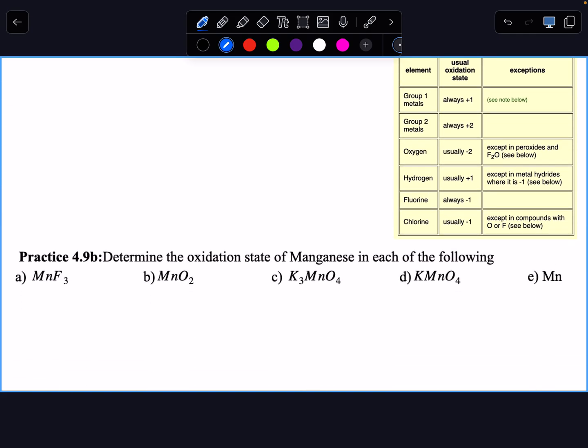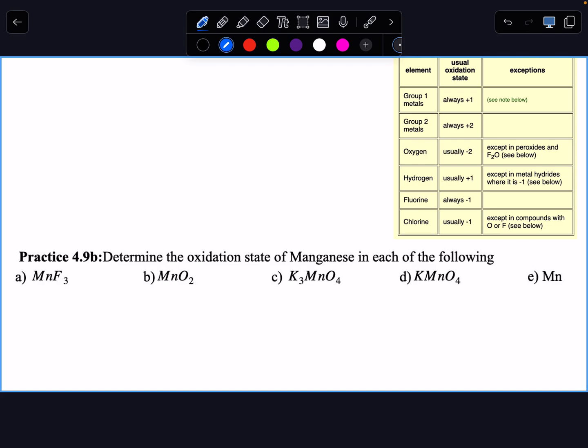Flip the page over. Let's do practice 4.9b for 1, 2, 3, 4, 5 smiley faces. Let me know if you need any help as you work. I will warn you at the end of these 3 minutes, I will be randomly drawing a person to share their answer. So be prepared. Could be you.